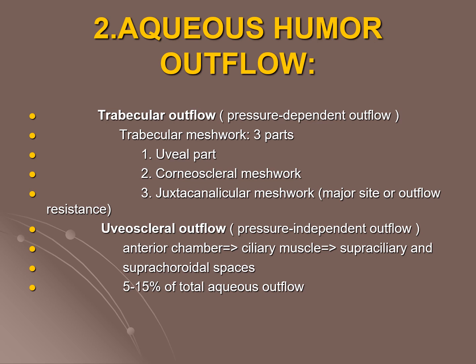About 90% of the aqueous outflow is through the trabecular meshwork, and 10% is through uveoscleral outflow. It is non-pressure dependent. It passes from the anterior chamber to the ciliary muscles, supraciliary and suprachoroidal spaces, and then the venous channels.